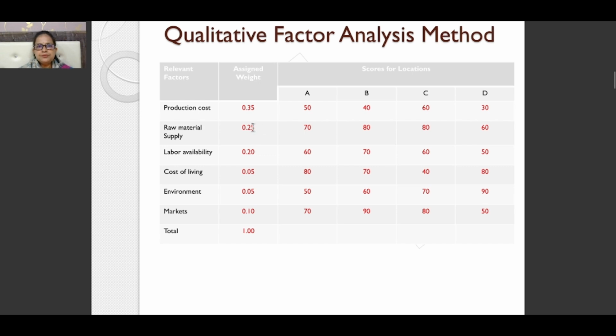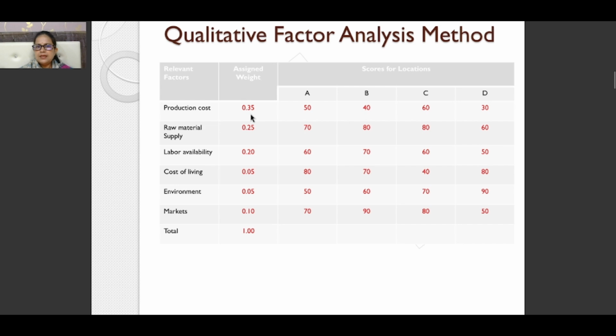So what we need to do? We need to multiply the weight with each score, and then we can go for adding it. Like 0.35 into 50 plus 0.25 into 70 plus 0.2 into 60 plus 0.05 into 80, then plus 0.05 into 50 plus 0.10 into 70. And here we'll get a score.